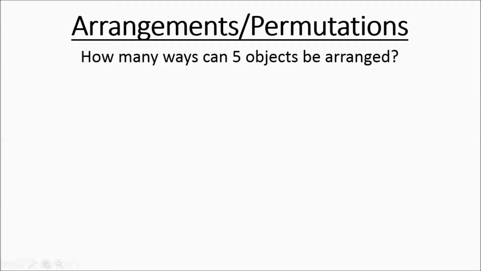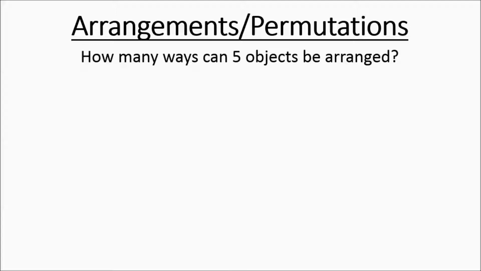Alright, this video is going to cover arrangements and permutations. Two different ways of saying the same thing. The first question they're going to ask is, how many ways can 5 objects be arranged? Now this could be referring to how many people can be arranged in a line, or how many ways you can arrange 5 guitars. Objects being arranged.